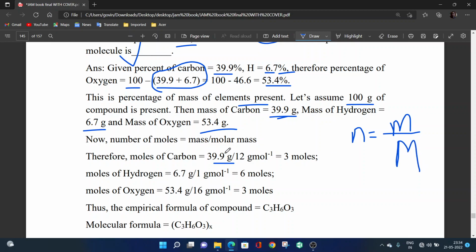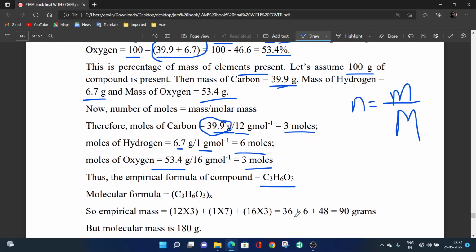So what is the mass? 39.9 grams. What is the molar mass of carbon? 12 grams per mole. So that comes to 3 moles. Number of hydrogens, again mass by molar mass. The molar mass of hydrogen is 1, so it comes to 6 moles. And moles of oxygen, again mass by molar mass, that comes to 3. So the empirical formula is C3H6O3.